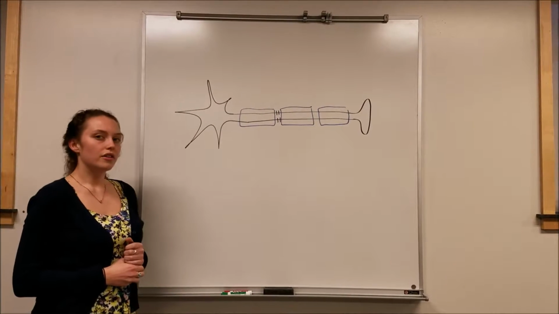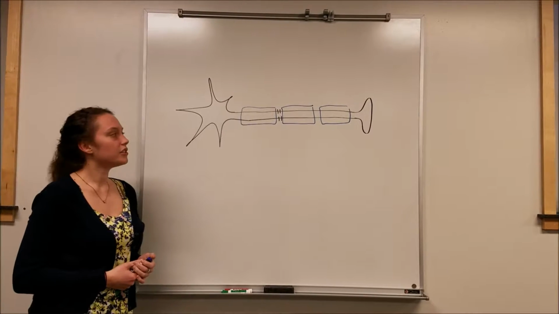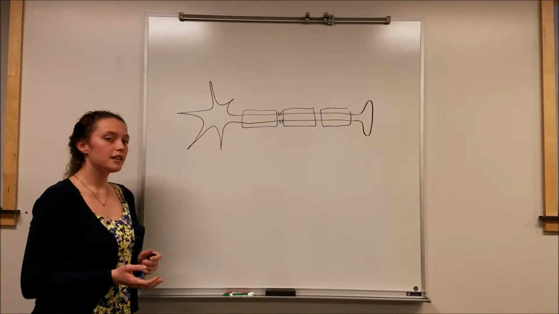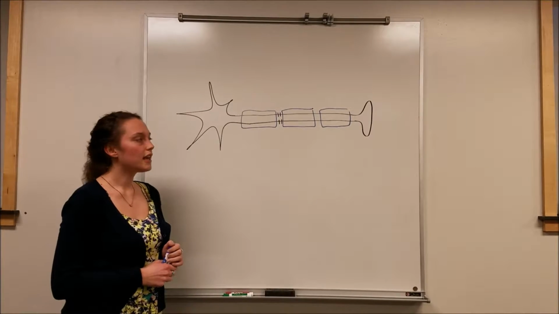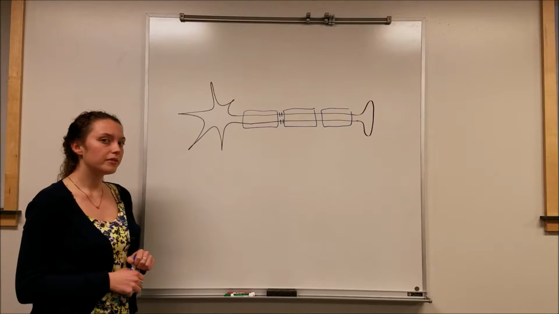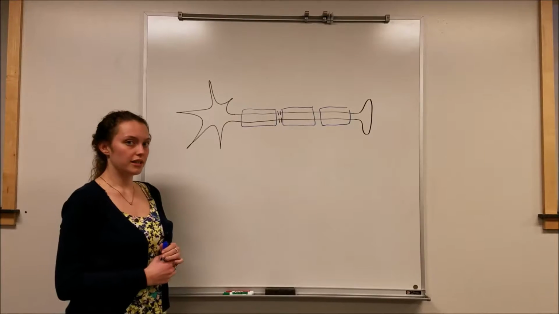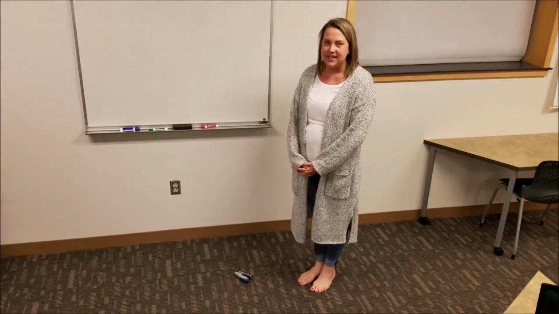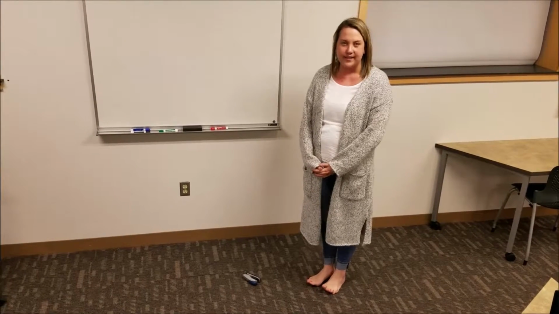And then there are a few other things that can affect the speed of an action potential, such as the diameter of the axon. So as the diameter increases, the speed will also increase. And then temperature is another thing that will affect the speed, but you guys will look into that with your earthworm action potential lab.